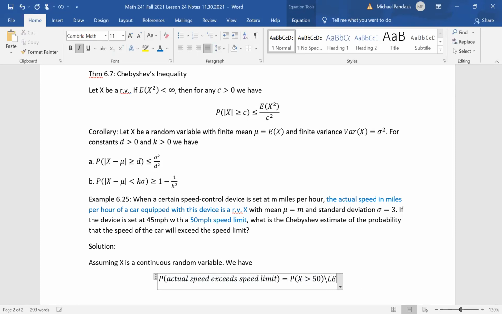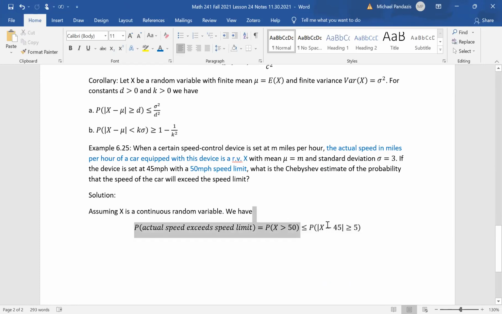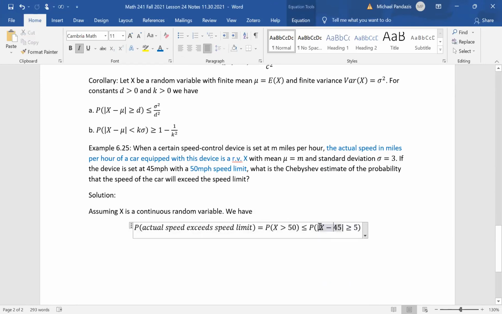Okay, now by Chebyshev's inequality, that means that this is less than or equal to, oh no, I'm sorry, not yet. So this is less than or equal to the probability that |X - 45| is greater than or equal to 5. Okay, so what does that mean? I'm saying that the probability that X is greater than or equal to 50 is less than or equal to the probability that the absolute value of X minus 45 is greater than or equal to 5. The set of x values that satisfy this inequality is a subset of the set of x values that satisfy that inequality. So on the whiteboard, I'm going to explain this.